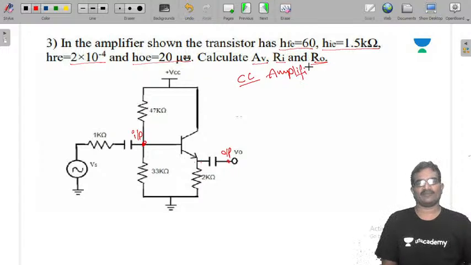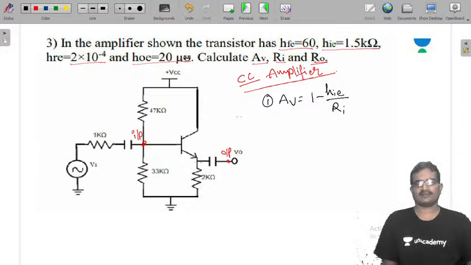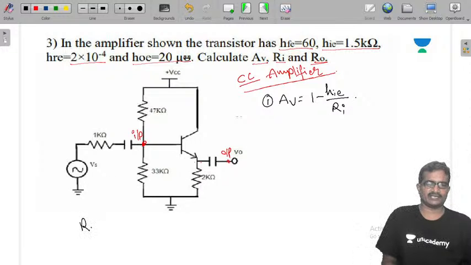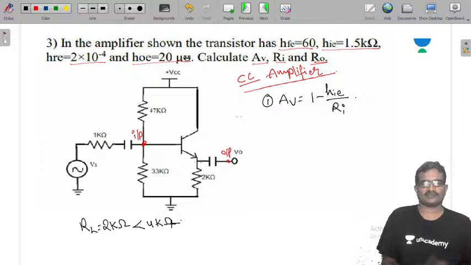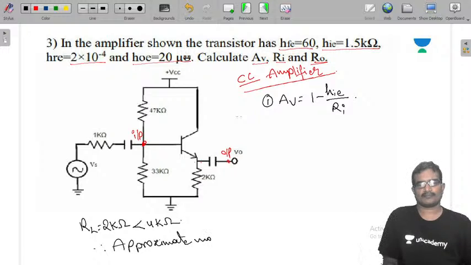So once it is a CC amplifier, we know the values of this. Voltage gain AV is 1 minus HIE by RI. And the load RL value here is 2 kilo ohms, which is less than 4 kilo ohms. So we can go for the approximate model. Therefore, approximate analysis.